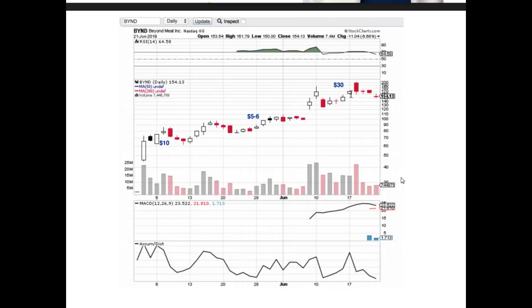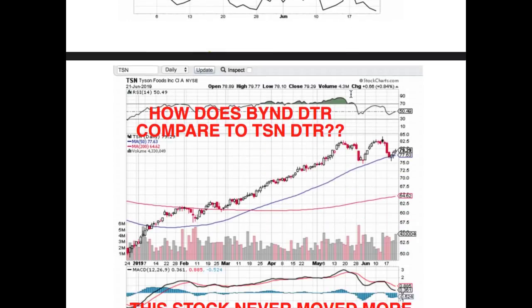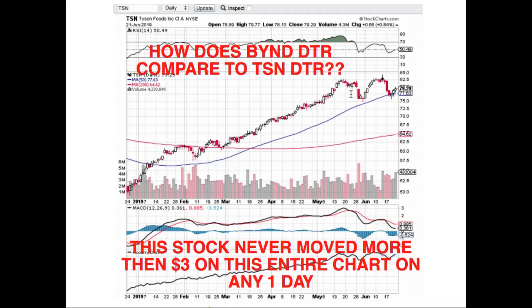So yes, looking at this historical data on this chart, it's pretty easy to understand that this is not an extraordinary move for the stock. A $10 move for the stock is not a big deal. Now, let's take a look at the next example of Tyson Foods, which is another company. That's an easy comparison because it is trying to get into this fake meat business as well.